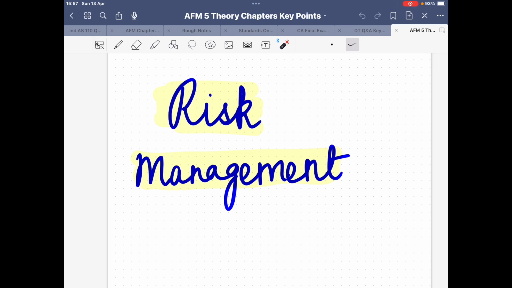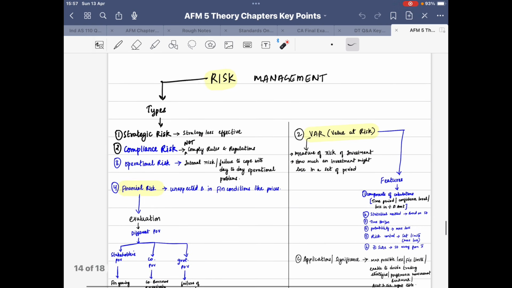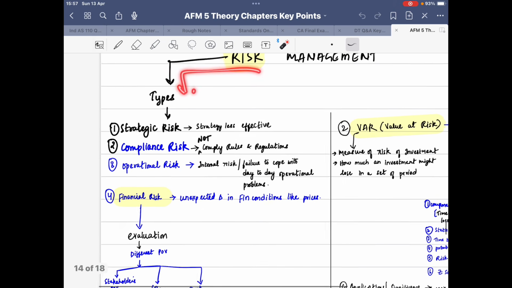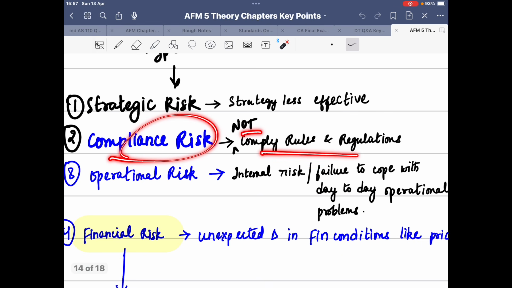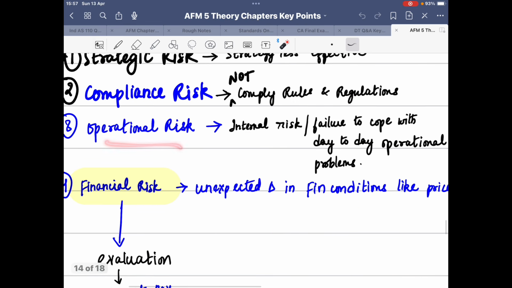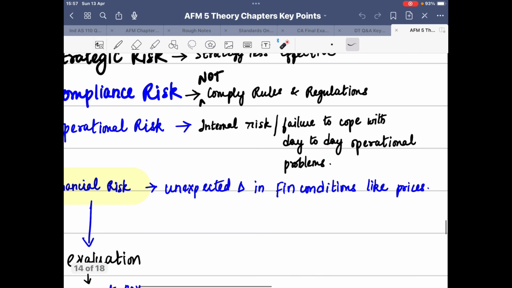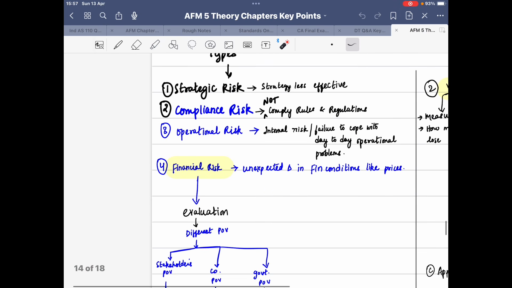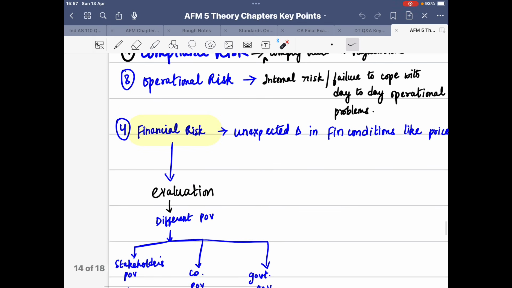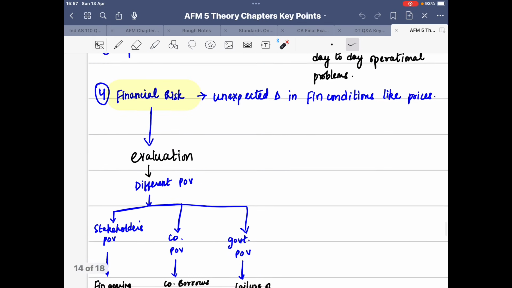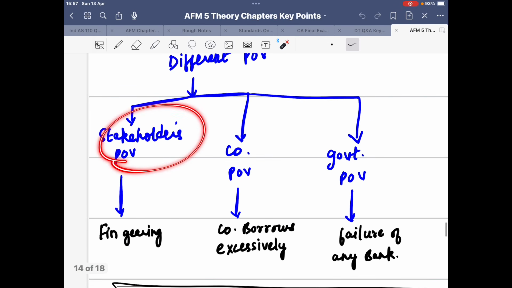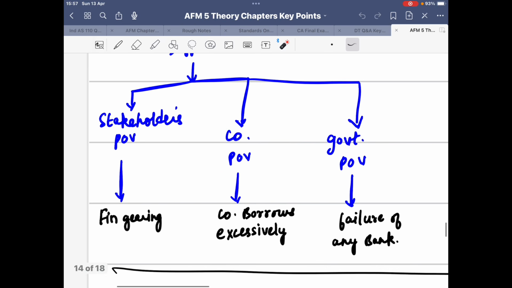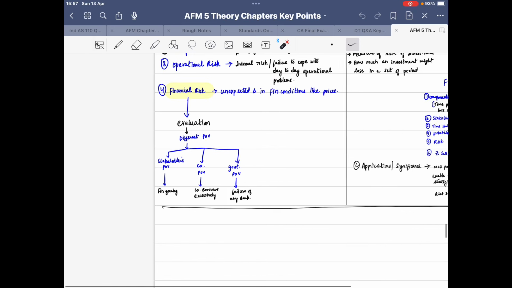Now coming to next chapter, which is risk management. Types of risk. Strategic risk: strategy less effective. Compliance risk: not comply with rules and regulations. Operational risk: internal risk, failure to cope with day-to-day operational problems. Financial risk: unexpected changes in financial conditions like prices. Financial risk evaluation from different points of view: stakeholders point of view, financial gearing; company point of view, company borrows excessively; government point of view, failure of any bank.